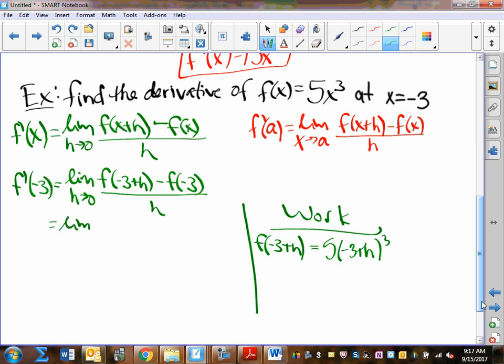Now when we substitute this in, f of -3 plus h would be 5 times -3 plus h, or h minus 3, cubed, minus 5 times -3 cubed. Now this part here is nice and easy to simplify, but what would we still have to do over here? We'd still have to FOIL it all out. So for this case, h might not be the better one. So let's take a look at a and hope that it's better.